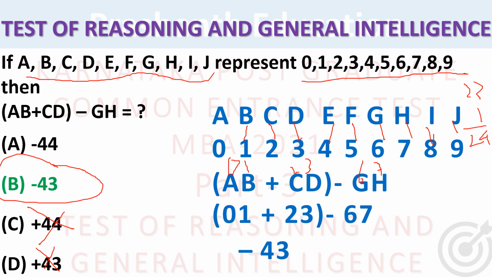Okay, don't think that AB means A into B. It's a literal word. They are telling represents. So that alphabet is representing that number.